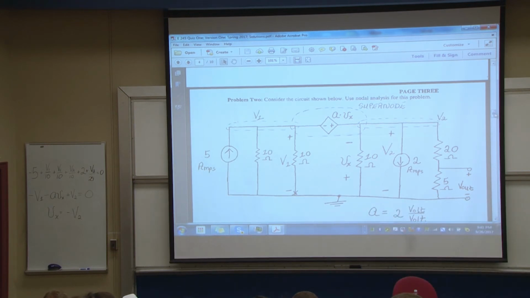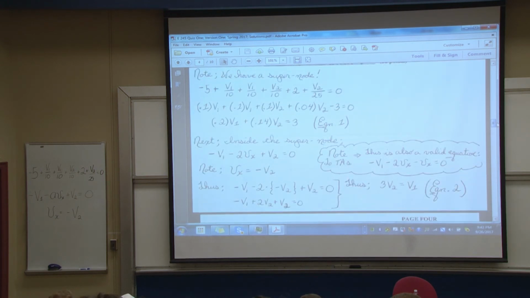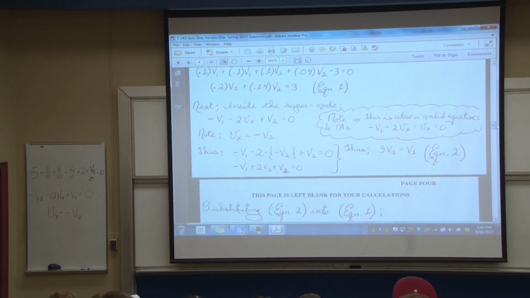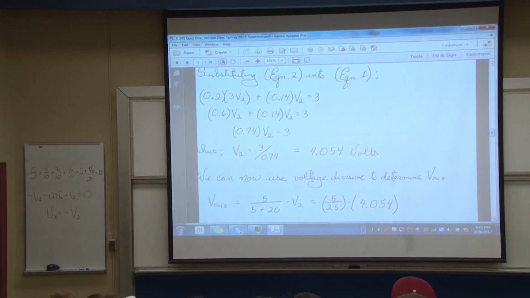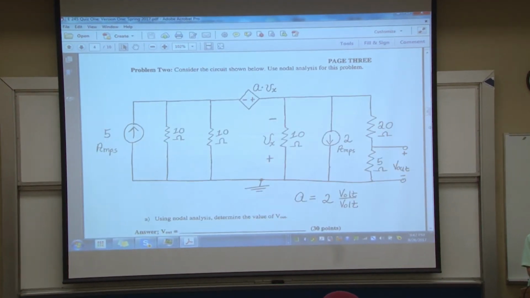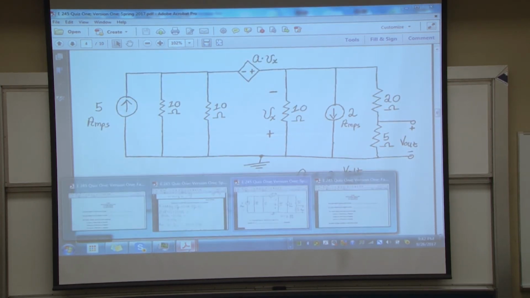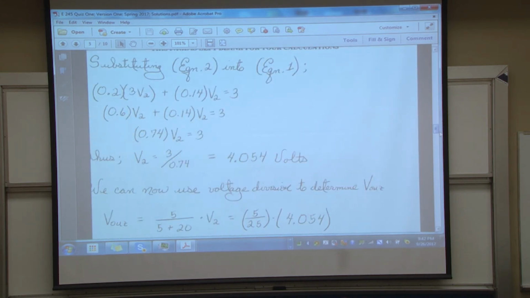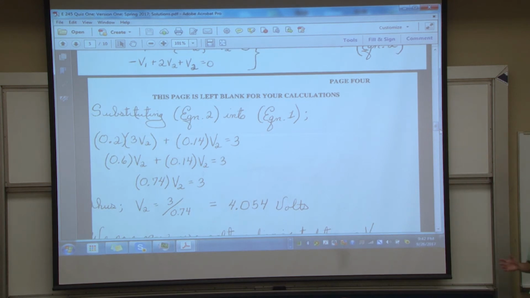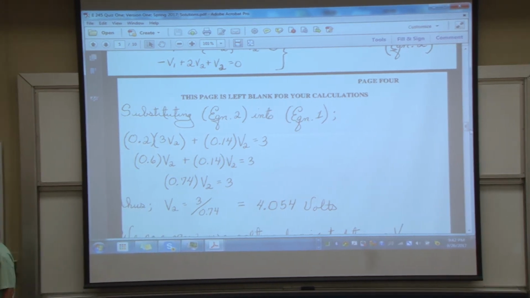My colleagues, please don't neglect the minor stuff like solving algebra. Make sure you go through these problems and make sure you can get a solution. I get V2 is just around 4.054 volts. Okay? Now that took a little bit of time. That took a page, but you can do it. I tried. If you can set up these equations, I know you can do it, just practice.